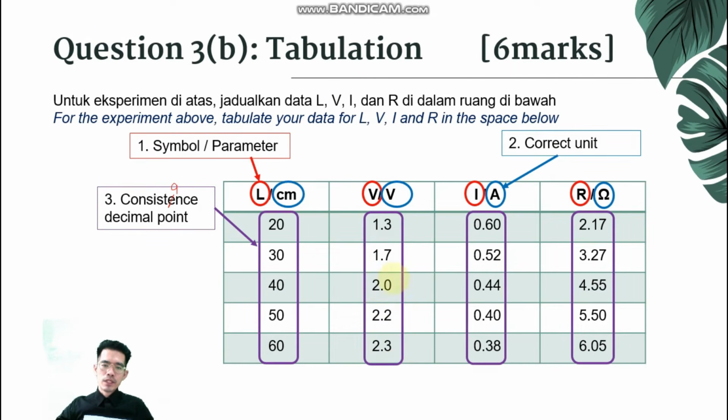For example, here we have 2 volt. If let's say you put 2 volt, you will be deducted 1 mark, because you are not showing the consistent decimal point here. Another example here will be the first reading for current, 0.60. You must mention 0.60, because the other readings give 2 decimal points. This is also the same for the resistance. So these are the 3 important tips you have to remember when you are doing the tabulation.